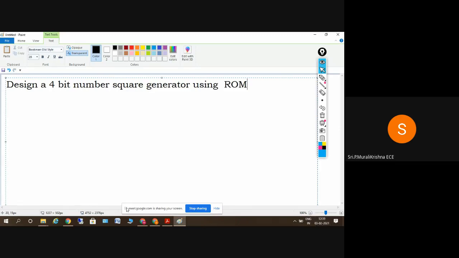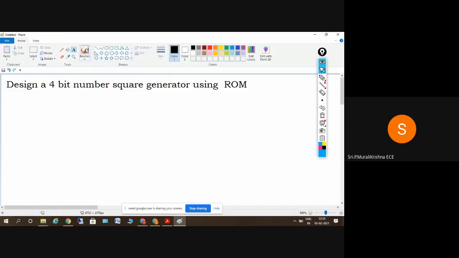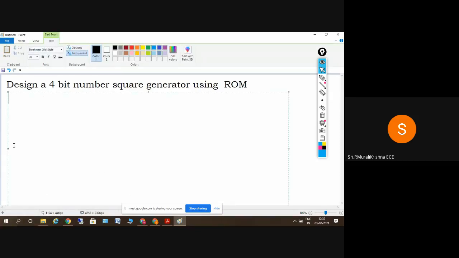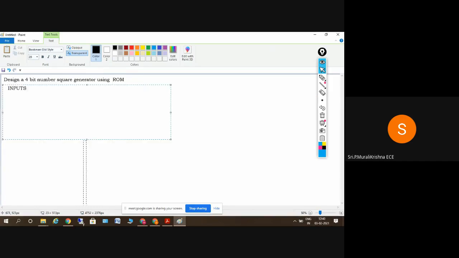Okay, so we'll see that. First of all, we have to draw the truth table. Write the 4 inputs. So inputs will be 4 here, A, B, C, D. Write all the 4 possible inputs here. It's like 0, 0, 0, 0.